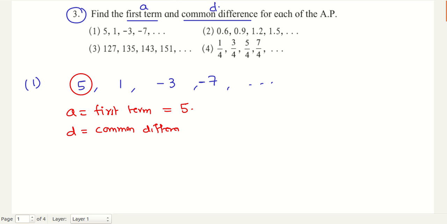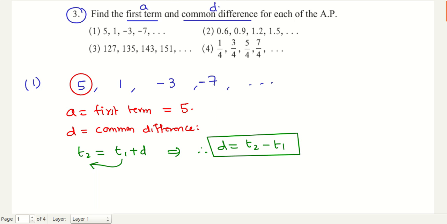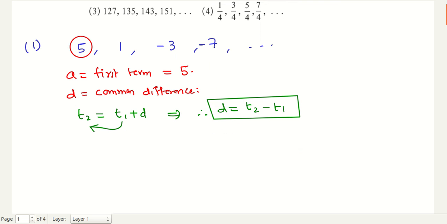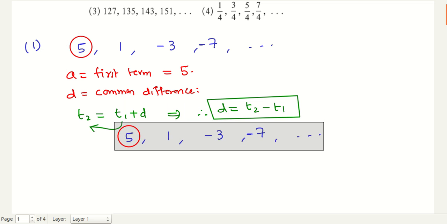From the formulas we know that T2, the second term, is nothing but T1 plus D. Therefore D becomes T2 minus T1. So you have to use this formula to find the values of D. Accordingly we will find it over here. If you copy this again.